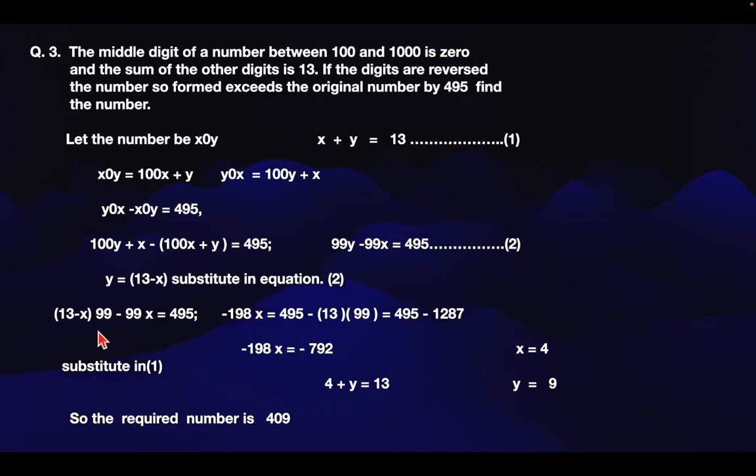From this equation we get y is equal to 13 minus x. Substitute here, simplify it. Solve this, you get the answer x is equal to 4. This is very simple to simplify, you can do it easily on rough paper. Substitute in 1, x is equal to 4, you get the value of y as 9. So what is the number? x0y, that is 409. 409 is the answer.